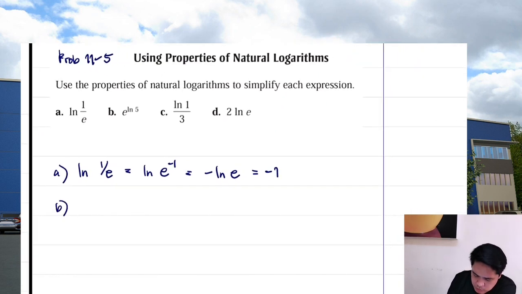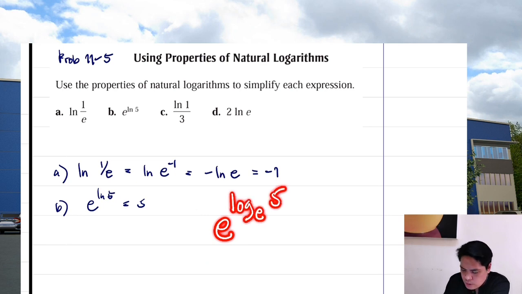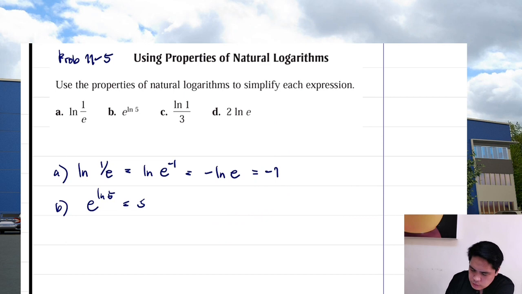How about letter B? Exponential ln 5. Of course, the answer is 5. Why? Because this is exponential logarithm of 5 to the base e. Diba? Kasi ito yung ln. This is just ln. So, the answer is just 5. And, again, using a property. And letter D, parang given na.